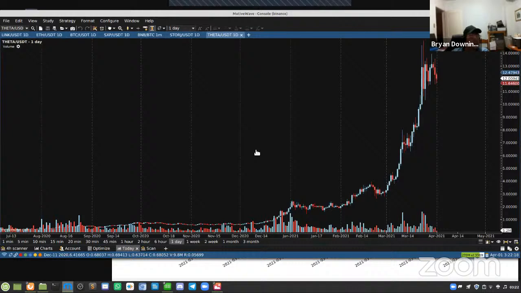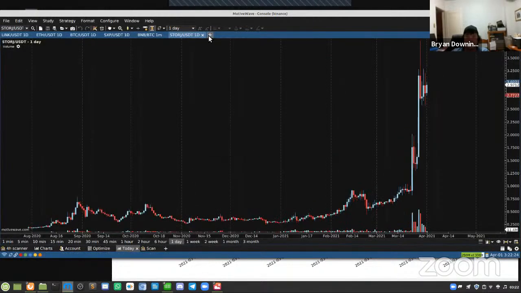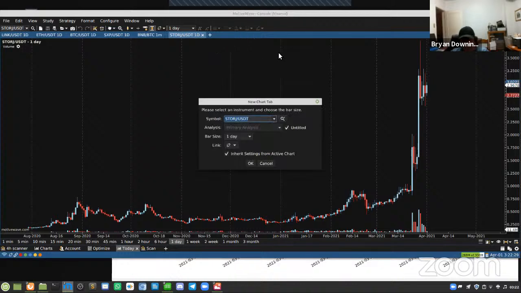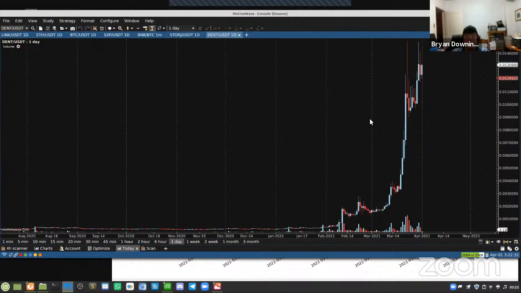Okay, so this is yesterday. That's good enough to start. So the first one we want to look at is Dent. It's only one position, but it did win, and it did win pretty good. So yesterday was actually a losing day. Still, it's only one position.